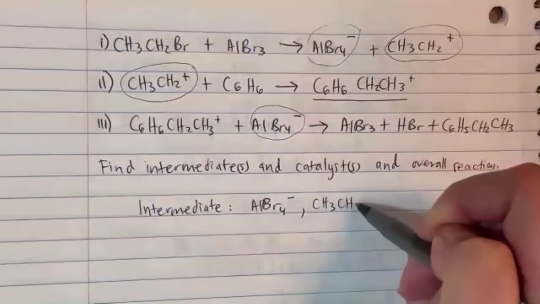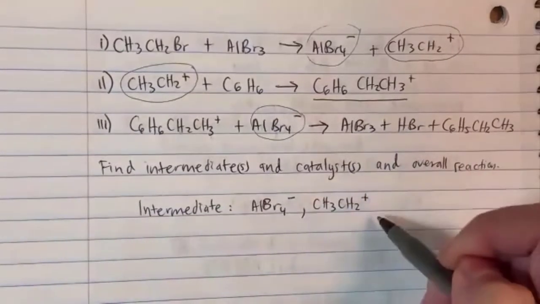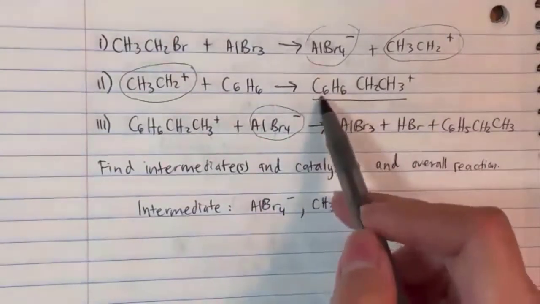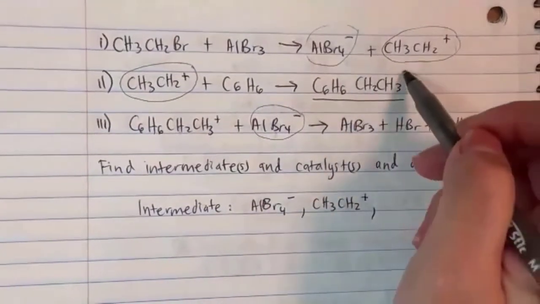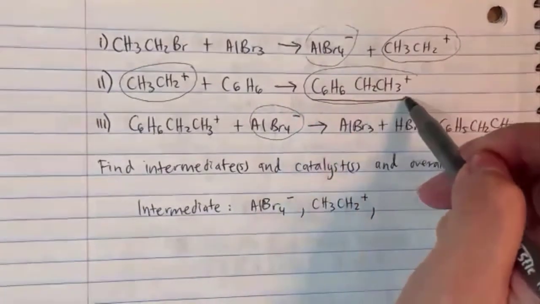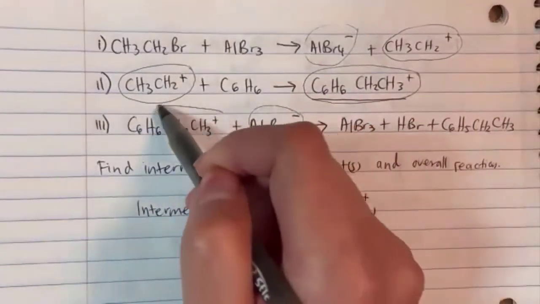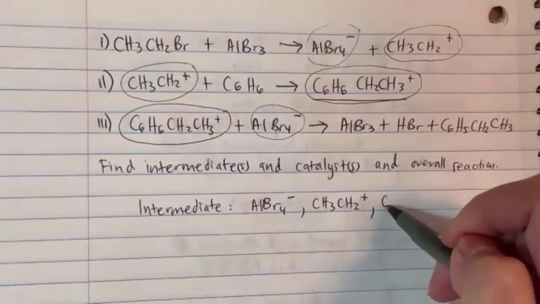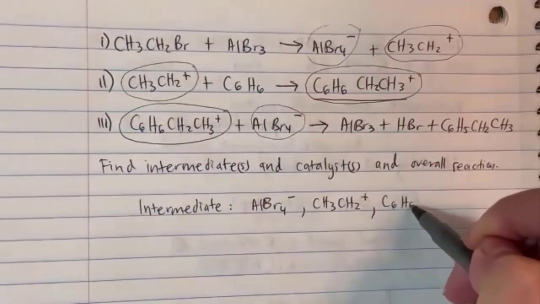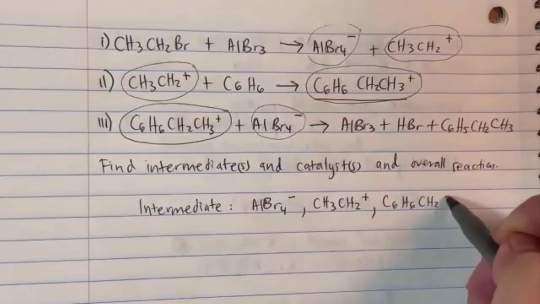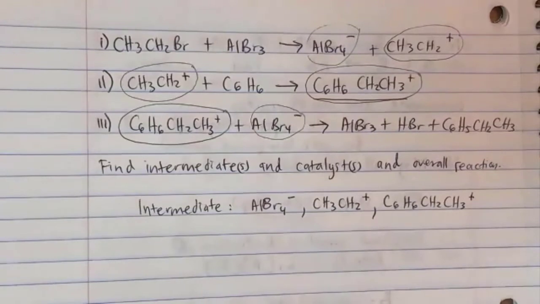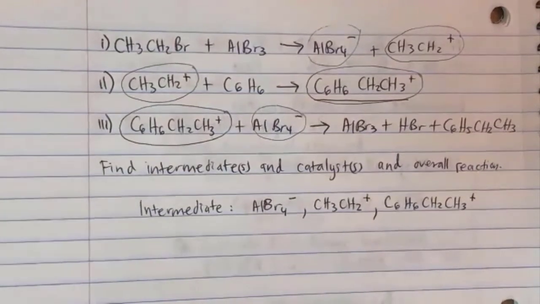And then we have another one. We said C6H6CH2CH3 plus. So this is a big giant guy. See how it was made in step 2, and then it was used up in step 3. So that's another intermediate. Very good. Are there any other intermediates that you guys see? No. That's it, right? All right, but that's a lot.